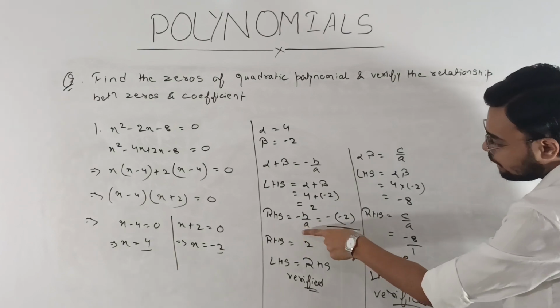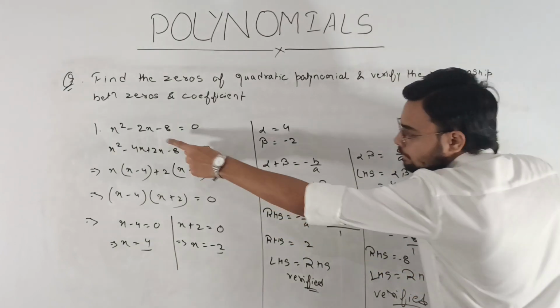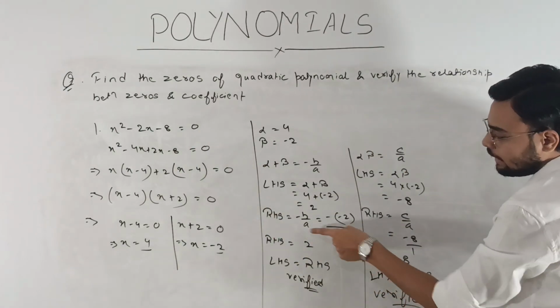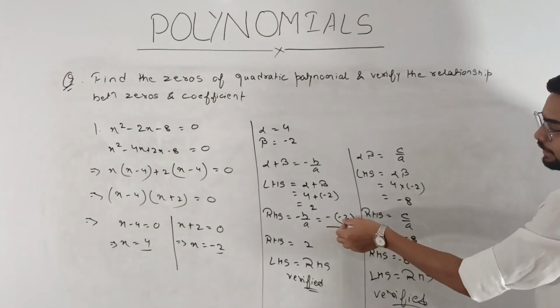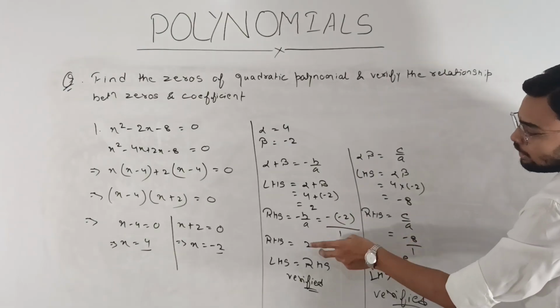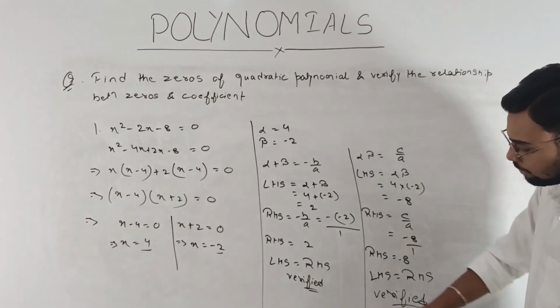Now RHS, minus b upon a. Then I put the coefficient of b, which is minus 2, upon the coefficient of a, that is 1. Now this minus changes the sign of minus 2, and this becomes 2. Now LHS is equal to RHS, therefore verified.